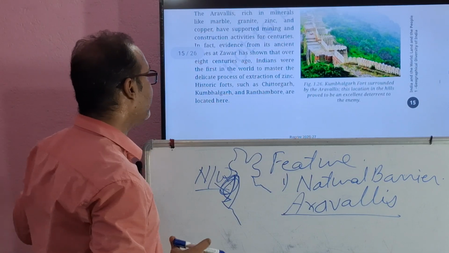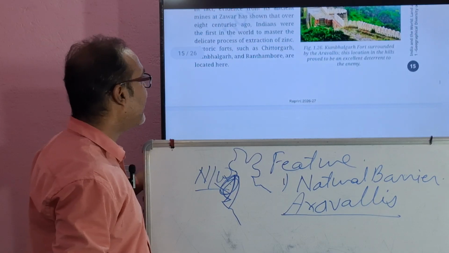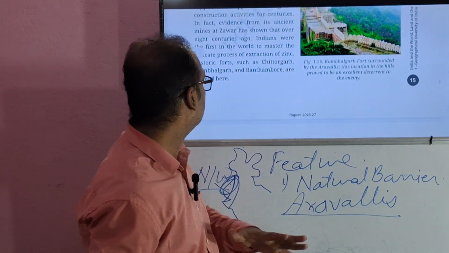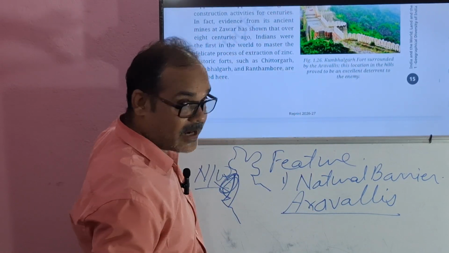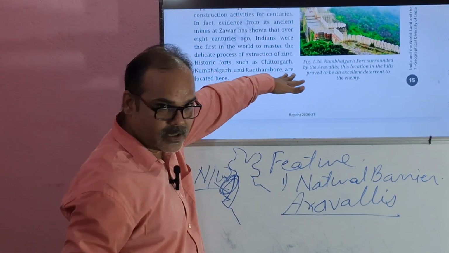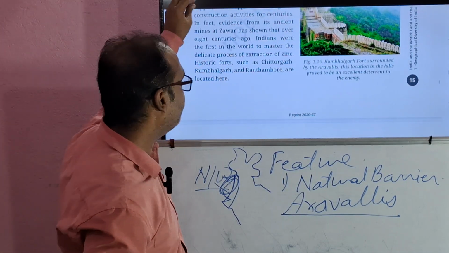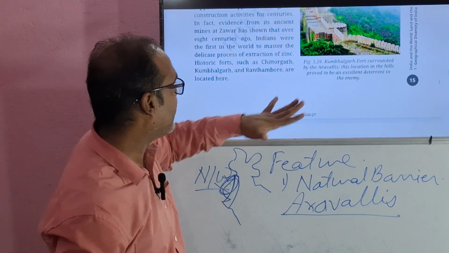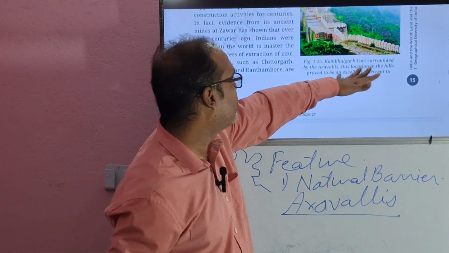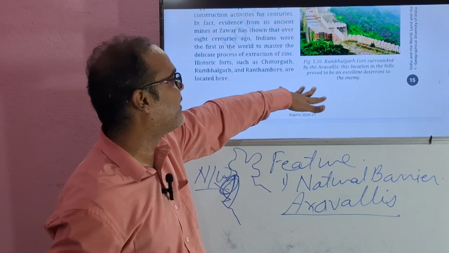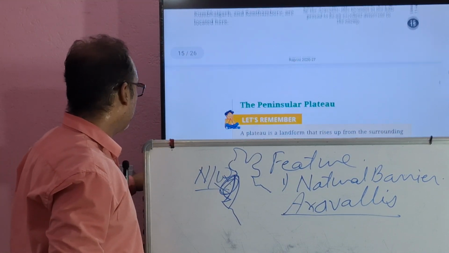Historic forts such as Chittorgarh, Kumbhalgarh, and Ranthambore are located here. These are the important historical forts found in the Aravallis. Which ones? Chittorgarh, Kumbhalgarh, Ranthambore. See here, Kumbhalgarh fort is surrounded by the Aravallis. This location in the hills proved to be an excellent deterrent to the enemy. It was not easy for the enemy to come to this side.